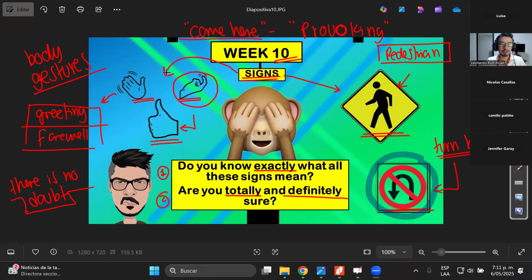But for example, in this one, it's not completely definite or defined, the meaning of the sign, because it could be "come here," calling a person, but it could be provoking a person. So it's not completely clear what the meaning of that sign is, right? So in that case, guys, when we talk about signs and body gestures, it's possible that we can be completely sure about it or that we are not completely sure about it, right?